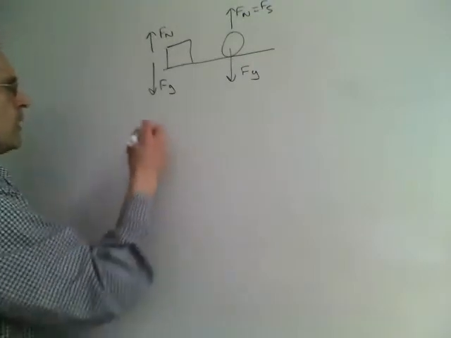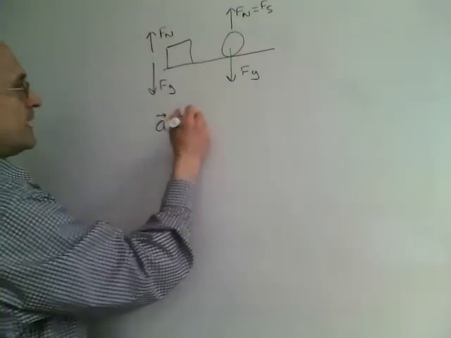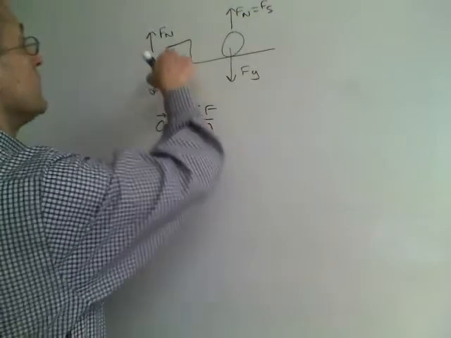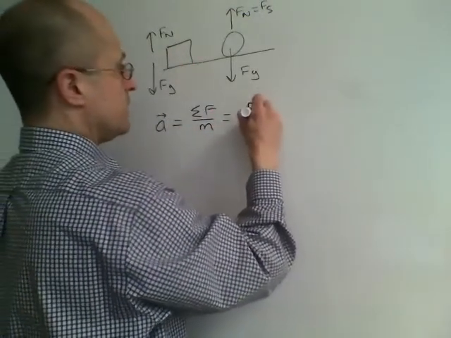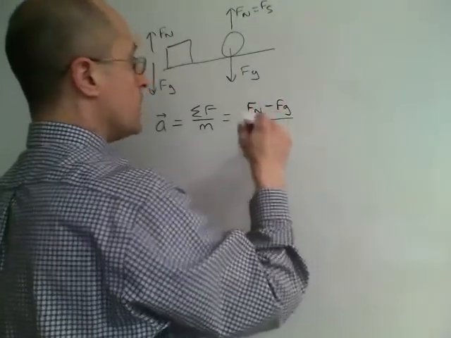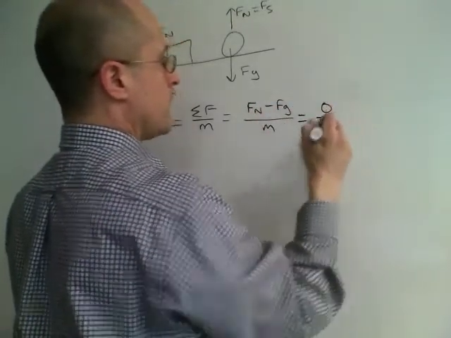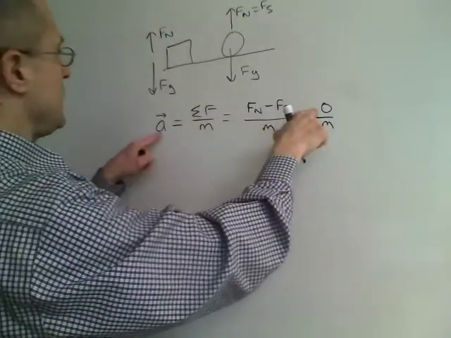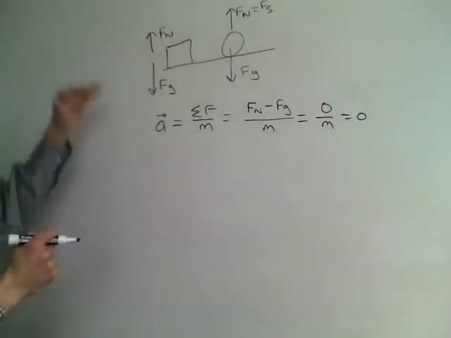So what happens is, when we use Newton's second law and say a is the sum of the forces over the mass, the sum of the forces here in either case is Fn minus Fg over m. But Fn minus Fg is 0, so 0 over m. Because a equals 0, the object is in equilibrium and there's no motion.